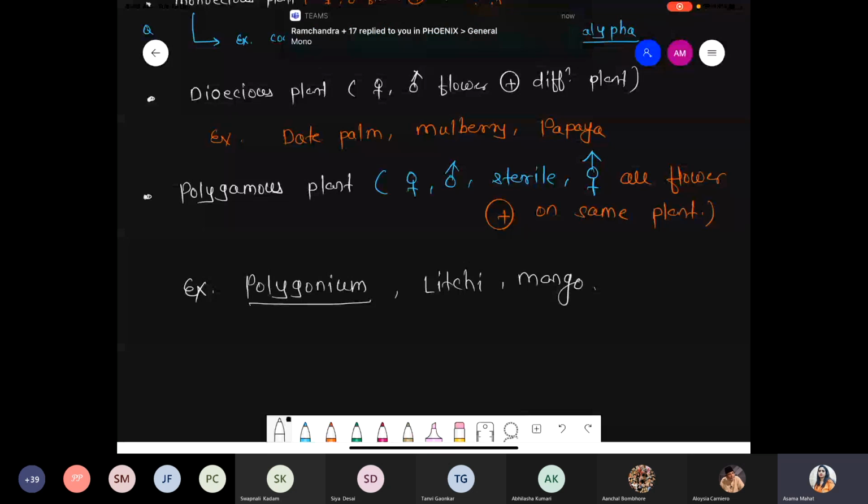Please don't get confused. Monoecious and dioecious we use for the plant: on the same plant, same means male and female present, or any single sex is present. Whenever we are talking about the flower, unisexual means we have to imagine only the single flower. Don't consider the plant, consider only the flower. Okay, let's go. Next point we are talking about.